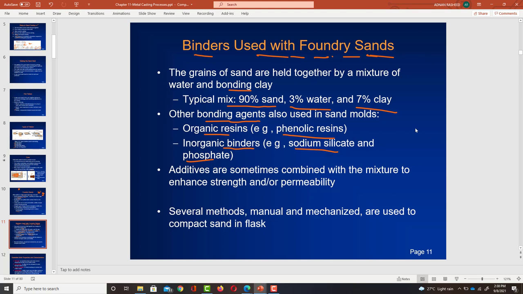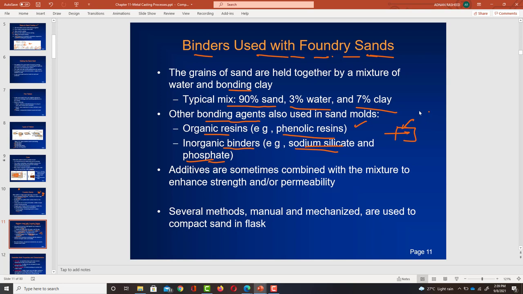Achha, you have seen in your foundry that they are mixing organic binders, that is molasses, clear? And you know molasses, gul ka jo sheera hai, jo kharab ho jata hai, usko binder ke through use karte hain. But if you have done an internship in some industry related to casting operation, you might have noticed that there are certain processes in which sand is mixed with inorganic binder such as sodium silicate and phosphate.